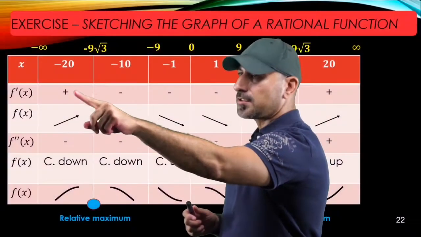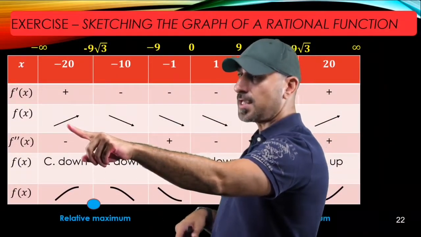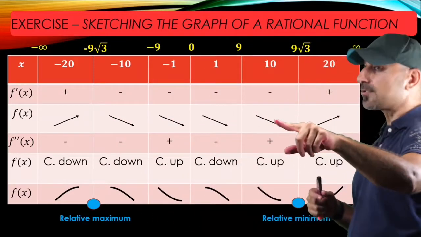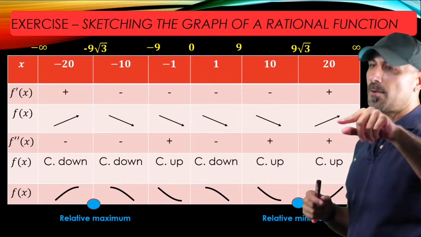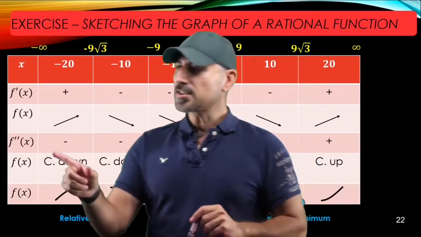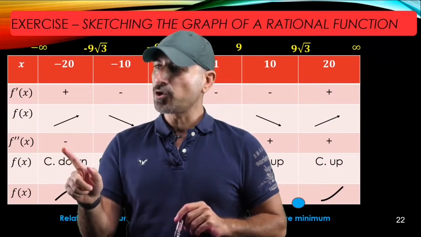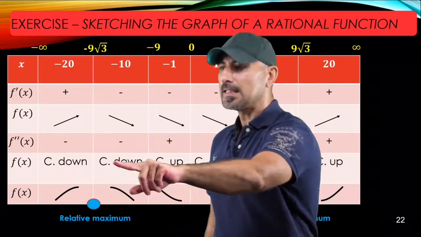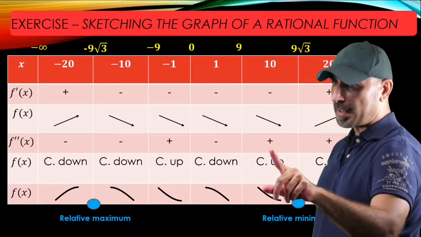You get plus here, so the function is increasing because of the test for increasing and decreasing behavior. So decreasing, decreasing, decreasing, and decreasing all the way. But since this sign is plus, it turns back up and is increasing here. So looking at the sign of f double prime, we can use the test for concavity. So f should be concave down here, concave down, up, down because of the minus sign, up again, and up again.